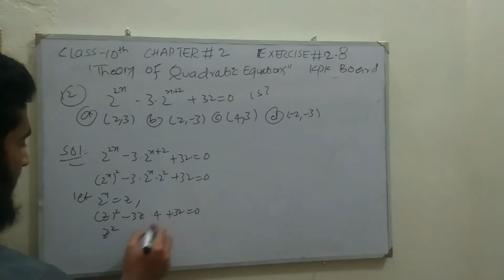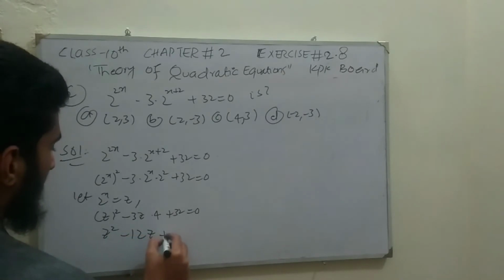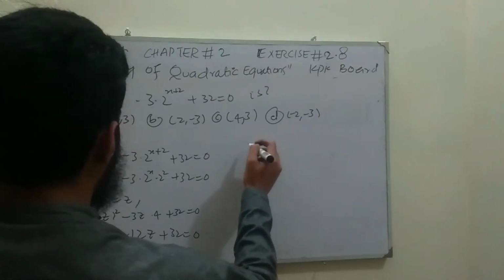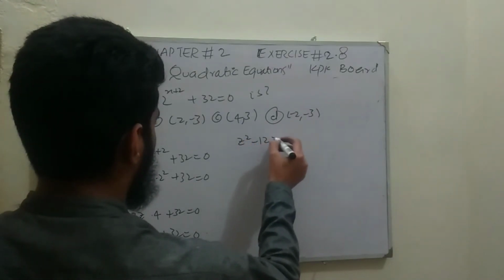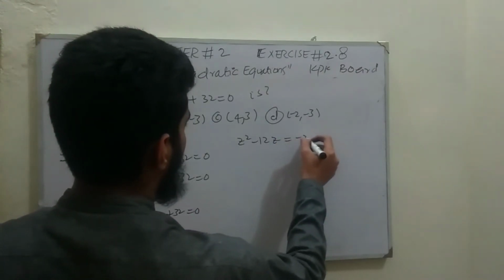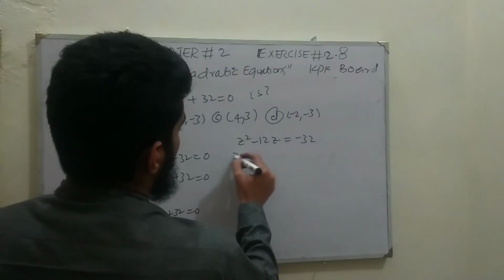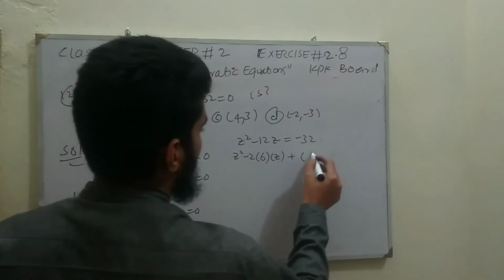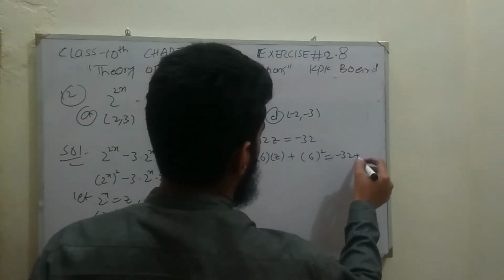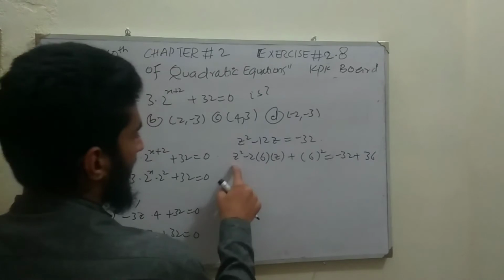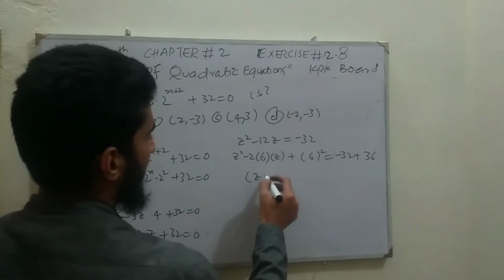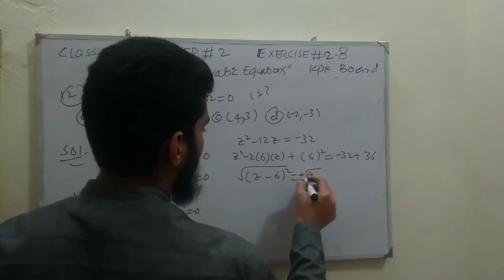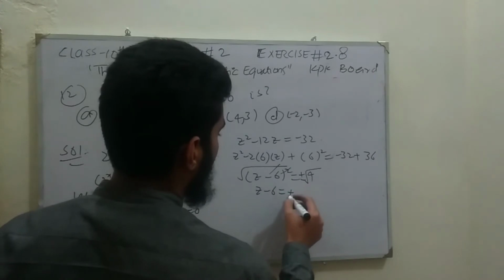So z square minus 3 multiplied by 4 gives us minus 12z plus 32 is equal to 0. Using the completing square method, z square minus 12z, shifting plus 32 to the right hand side becomes minus 32. Z square minus 2 times 6 and z. Adding 6 square to both sides, minus 32 plus 6 square, 36, gives us 4. Using the formula a square minus 2ab plus b square, which is (a minus b) whole square. Taking square root on both sides, plus minus, so z minus 6 will be equal to plus minus 2.